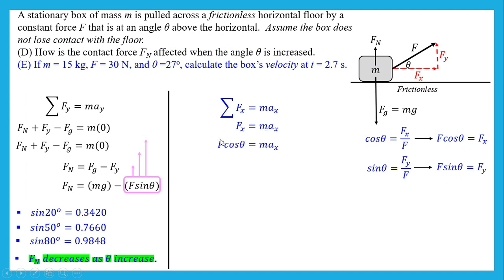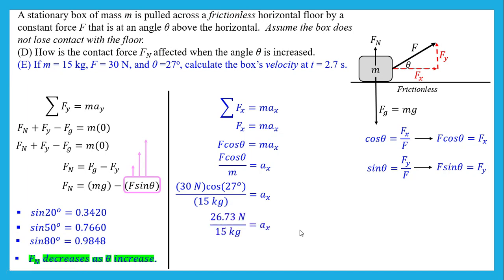But f of x is equal to f cosine theta, which again is pulled from here where I'm circling with my cursor. F of x is simply f cosine theta. We know what f is. F is given to us, so let's go ahead and plug this in. F is equal to 30, cosine of theta, and theta is equal to 27 degrees, and then mass is 15 kilograms. If we simplify this on a calculator, the numerator becomes 26.73 newtons divided by 15 kilograms. Therefore, our acceleration in the horizontal direction is 1.78 meters per second squared.